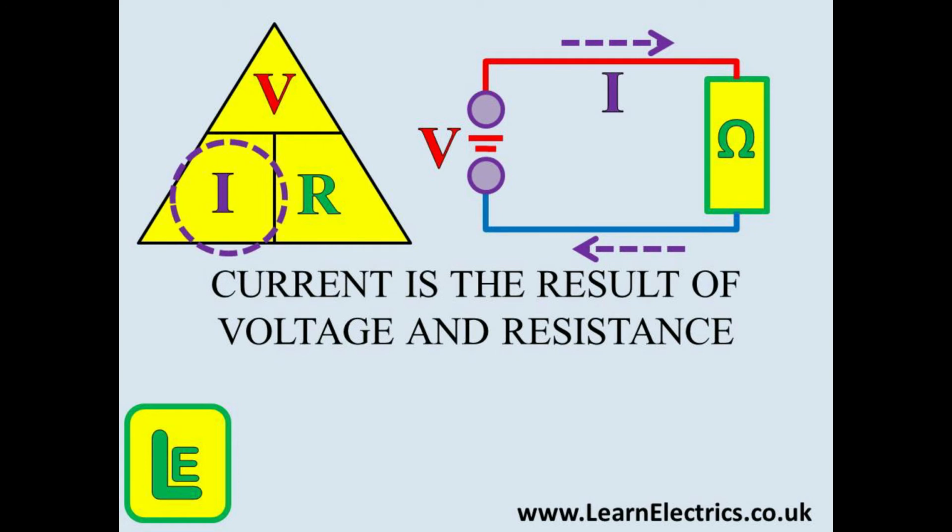Current is the result of what happens with the voltage and resistance. If we change the voltage, we will change the current. If we change the resistance, we will change the current. We cannot do it the other way around. Voltage or resistance must change before the current changes.